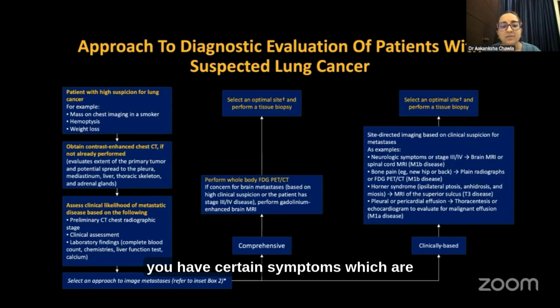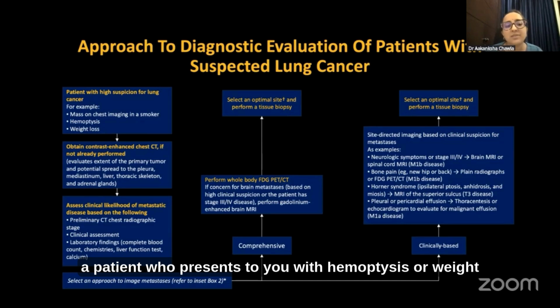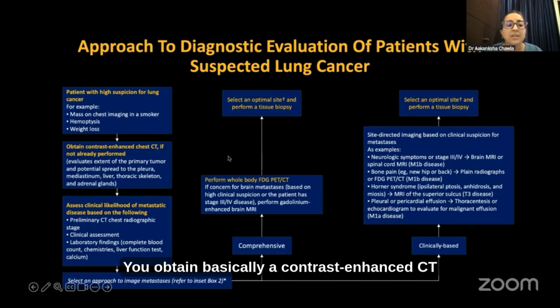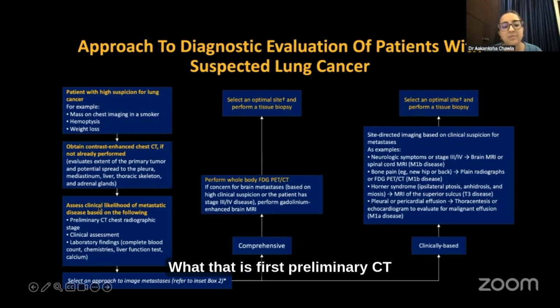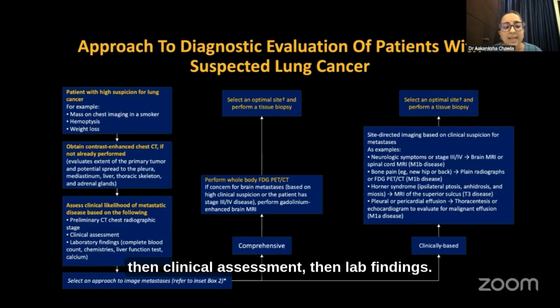Now you have certain symptoms which are suspicious. So how do you basically diagnostically approach and evaluate a patient with suspected lung cancer? Patient with high suspicion of lung cancer, for example, you have a mass on chest imaging, like in a patient who's a smoker, patient who presents to you with hemoptysis or weight loss. So first, what you do is you obtain a contrast enhanced CT scan if it is not already performed. Then you assess the clinical likelihood of metastatic disease based on the following: first, preliminary CT chest radiographic stage, then clinical assessment, then lab findings.